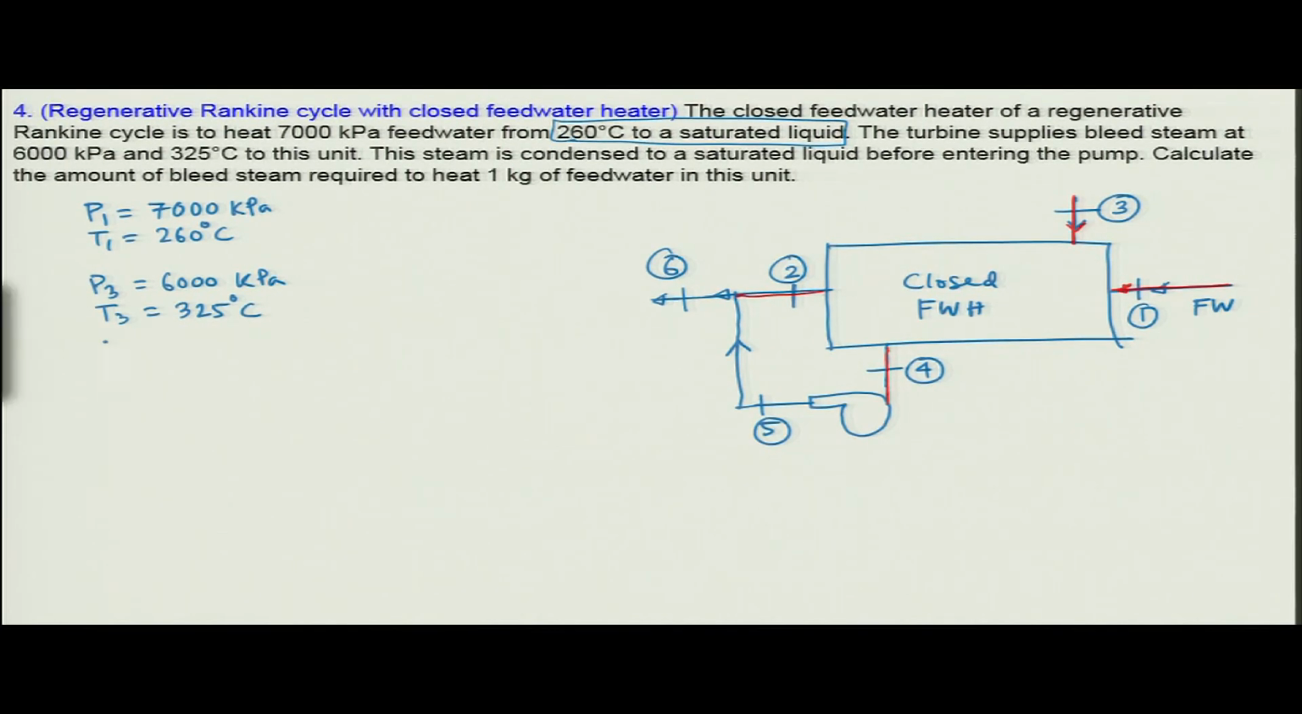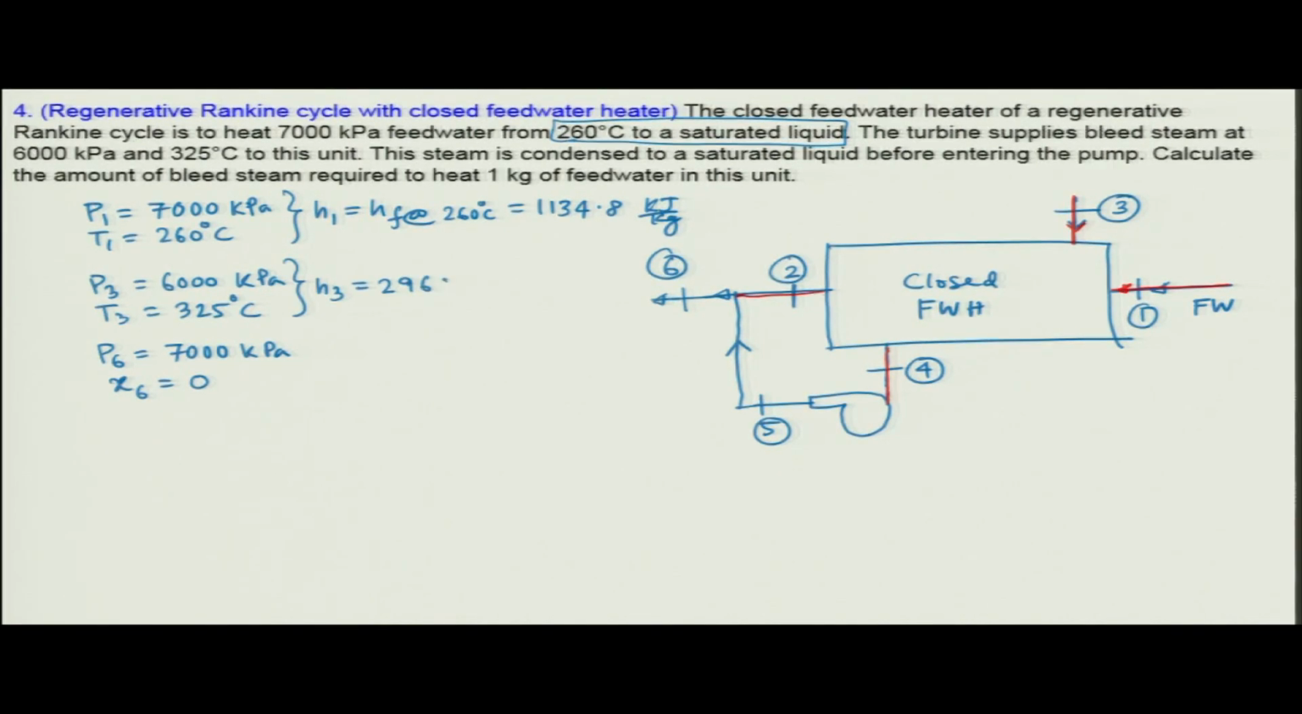So, P6 is basically 7000 kilopascal, right. There is no pressure drop in the ideal case, and here x is equal to 0, right. It is a saturated liquid. So, now correspondingly we can find the enthalpy. Enthalpy at point 1 will be the enthalpy of liquid water at 260 degree centigrade, which is nothing but 1134.8 kilojoule per kg. Now, the enthalpy at H3 will be 2969.5 kilojoule per kg.